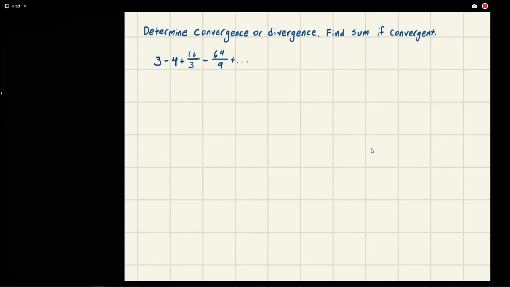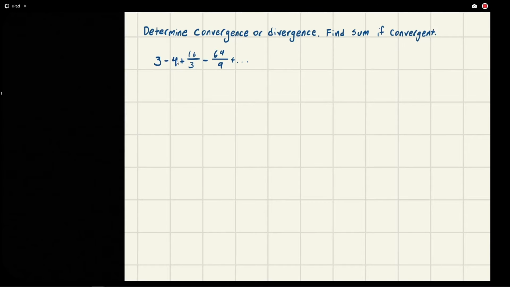Eric Burgess here. We've been told to determine the convergence or divergence of this series, and then find the sum if it is convergent. So we say, okay, we're looking at this, and we've got an oscillation here, a plus minus, so that's going to be a fun bit.